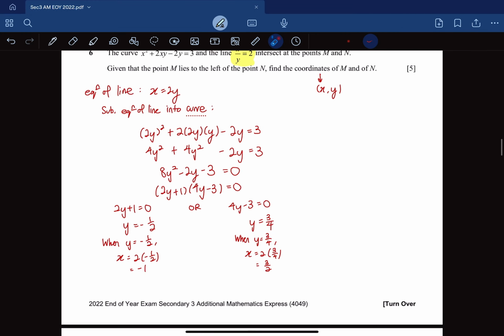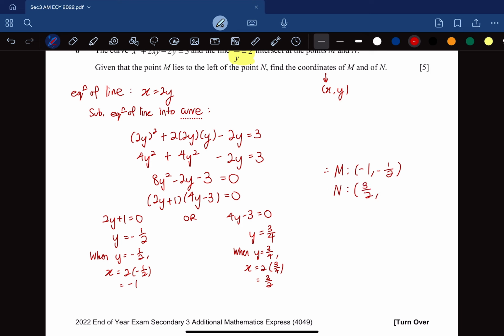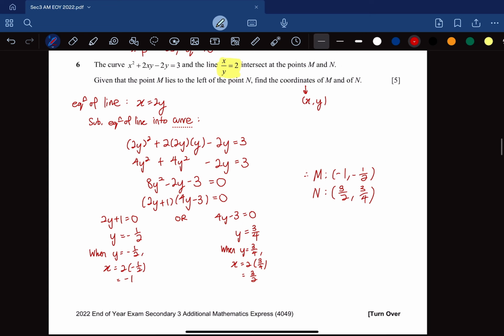Now the question says find the coordinates of M, and M lies to the left of point N, which means that the x coordinate of point M must be a smaller number than the x coordinate of point N. So therefore, we can conclude from here: point M is negative 1, comma, negative half. Point N is 3 over 2, comma, 3 over 4. And that is my solution to question 6.